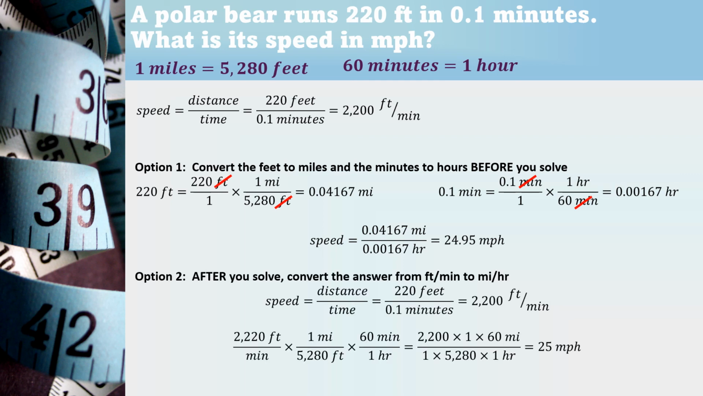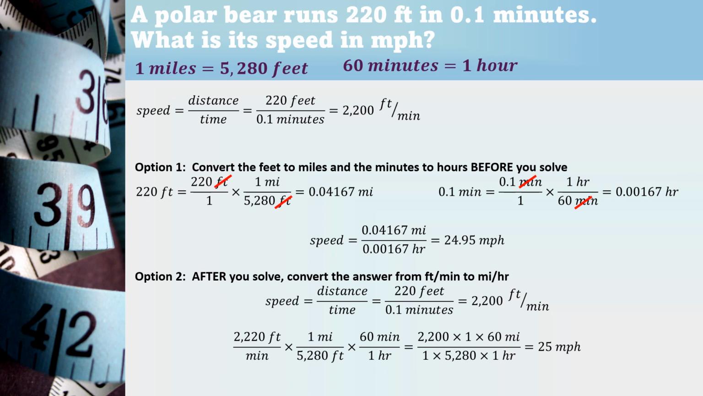The other option is you can solve with the quantities you were given in the problem and then figure out how to convert. So if you had 220 feet in 0.1 minutes, that would give you 2,200 feet per minute. You take that 2,200 feet per minute, and what you have to do is you have to do two different fractions that will let you convert. So each fraction has the same rules. It can't change the value, but it has to change the units. So you have one fraction that changes feet to miles, and one fraction that changes minutes to hours.